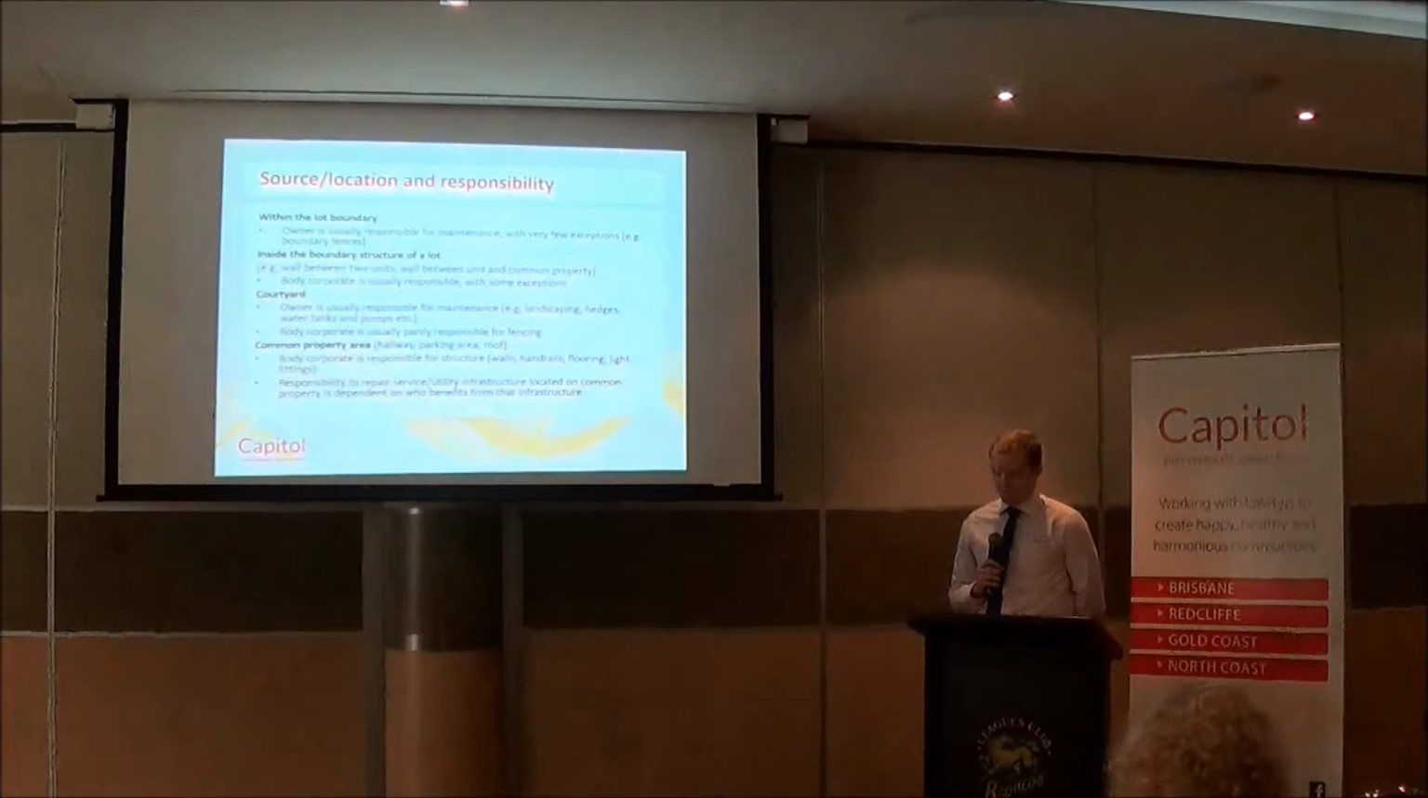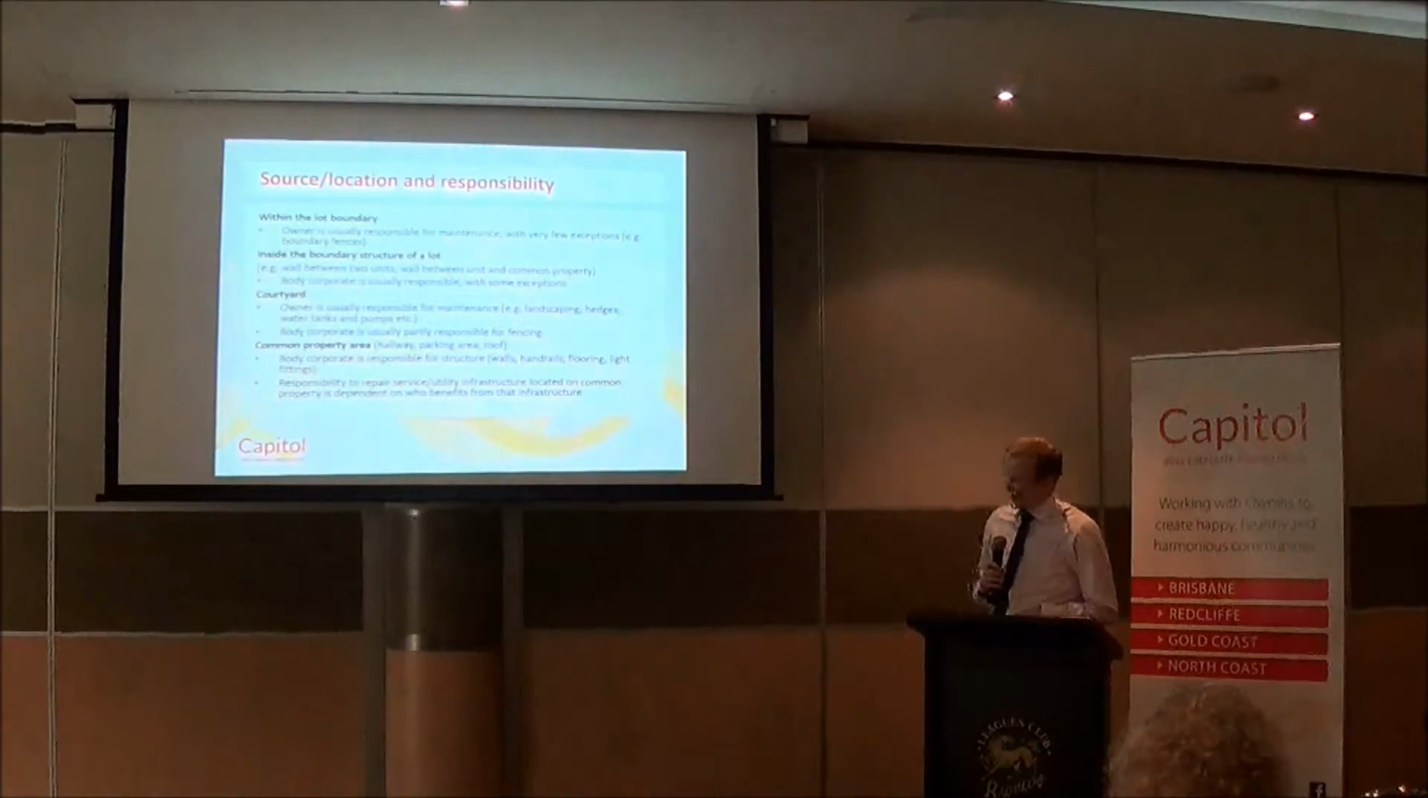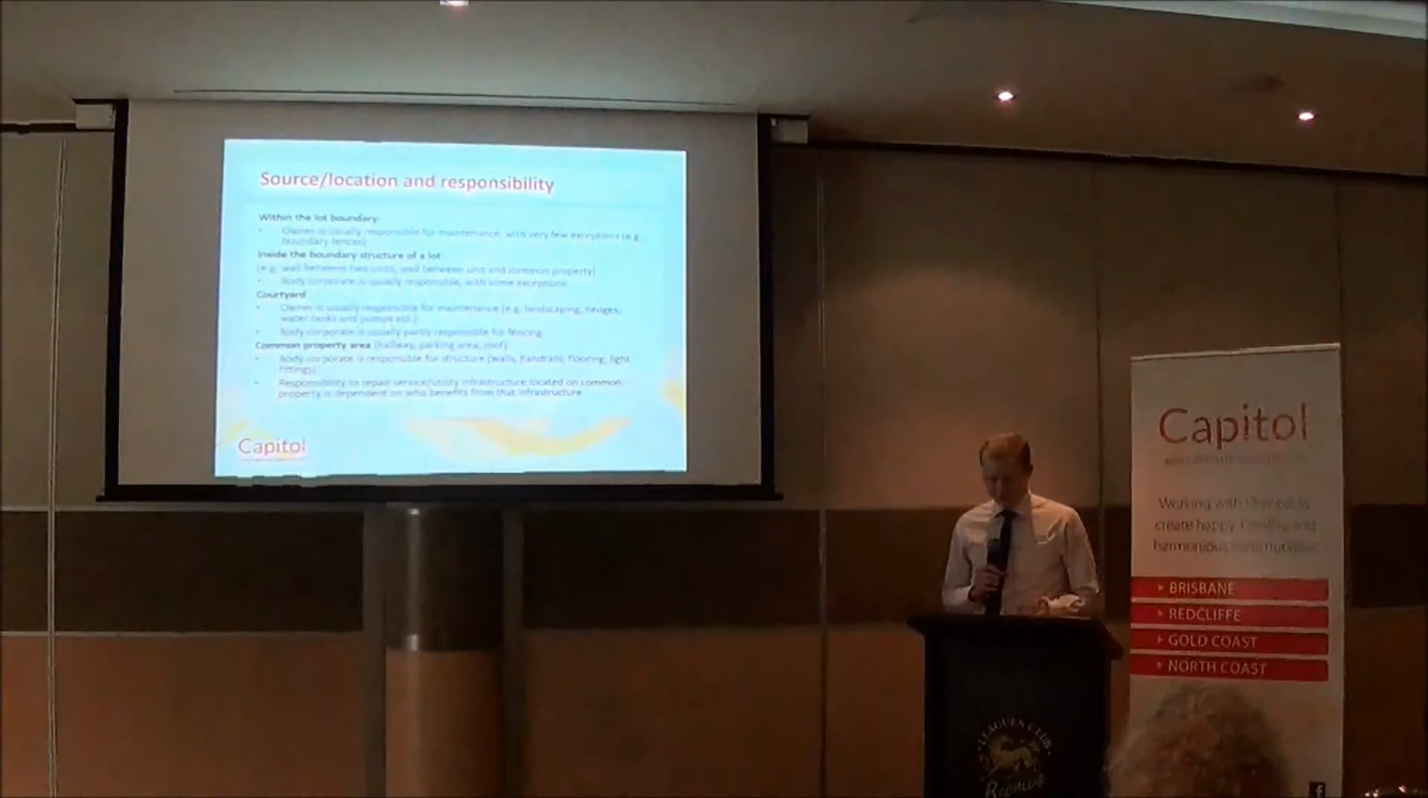Inside the boundary structure of a lot, so this refers to the wall between, say, two lots, or a wall between a lot and common property, most likely the body corporate will pick up this expense and be responsible for that upkeep. In a courtyard, an owner will have the responsibility of maintaining this area. This also includes the hedges, any water tanks, pumps.